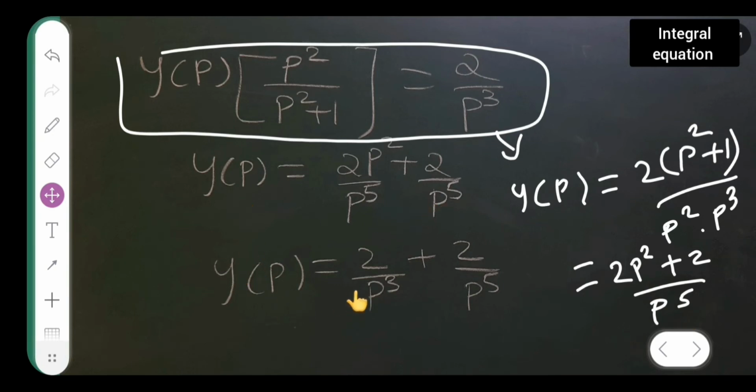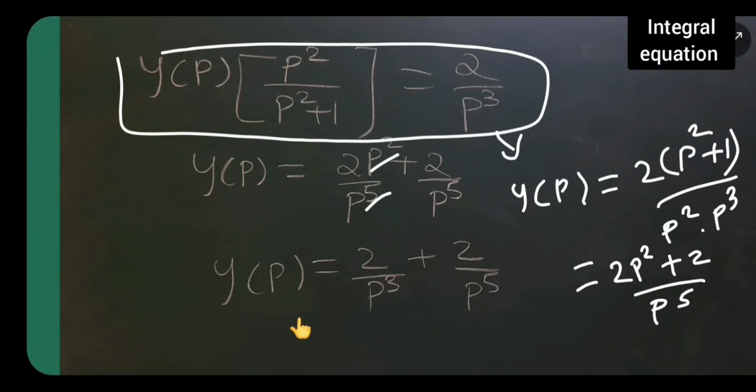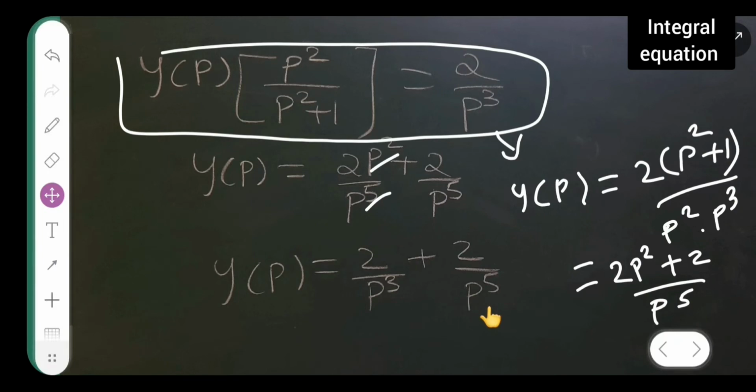Now y(p) is equal to what? Now this term will get cancelled with this. So what will remain? Okay, so once this gets cancelled, y(p) is equal to 2 upon p raised to power of 3 will remain, right? Then plus 2 upon p raised to power of 5, write it as it is, okay? Now this part. Now what you all have to do is, you have to take inverse Laplace transform on both the sides of this. Let me do it on the next page.